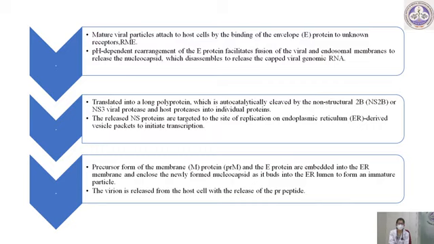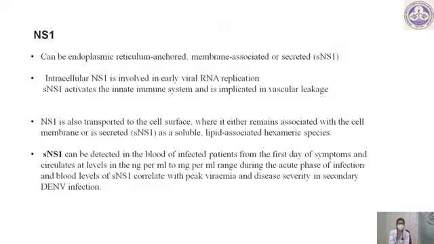The precursor form of membrane proteins and the E proteins are embedded into the endoplasmic reticulum and enclose the newly formed nucleocapsid as it buds into the endoplasmic reticulum to form an immature particle. The virion is finally released from the host cell with the release of peptide.